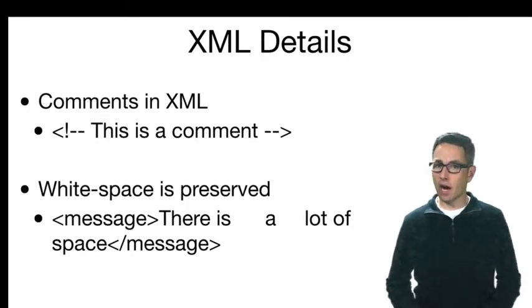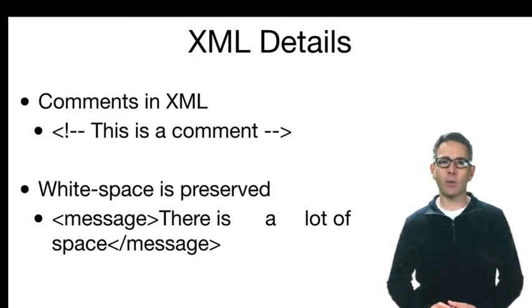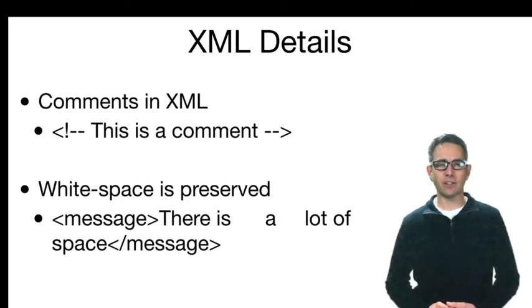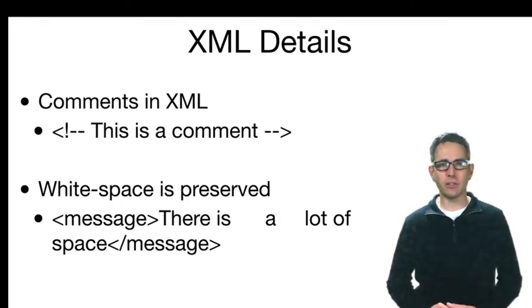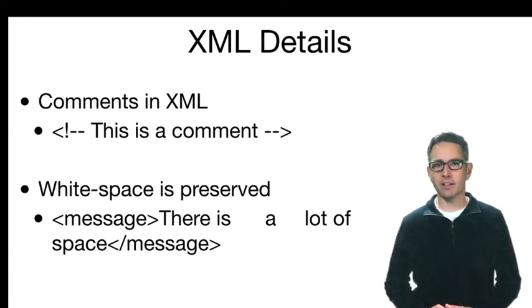In XML, you can have comments, and comments have a slightly different form. They start with an angle bracket, an exclamation mark, and 2 dashes, then whatever comment you want to have, and then the comment is closed by 2 dashes and an angle bracket as well. It's kind of unfortunate that it doesn't follow the strict XML syntax. It would be nice, for example, if it ended with a slash, exclamation mark, dash dash, but it doesn't.